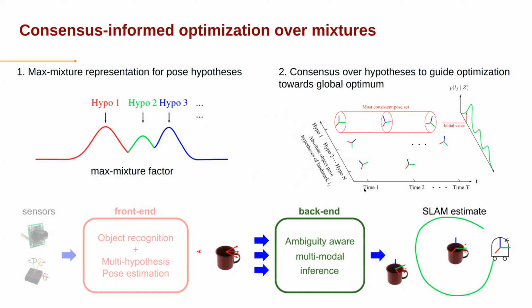And to handle all the multi-hypothesis pose estimations from the front end, we will need a backend algorithm that is able to tolerate all the pose hypotheses, track them forward in time, and later disambiguate them.